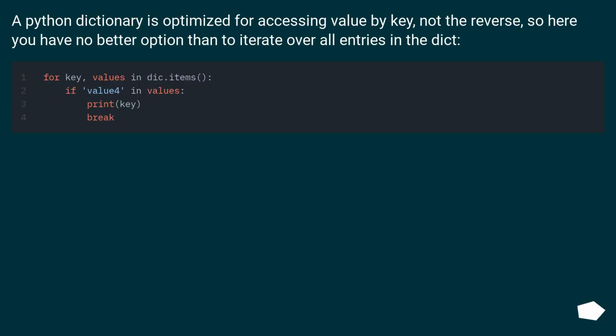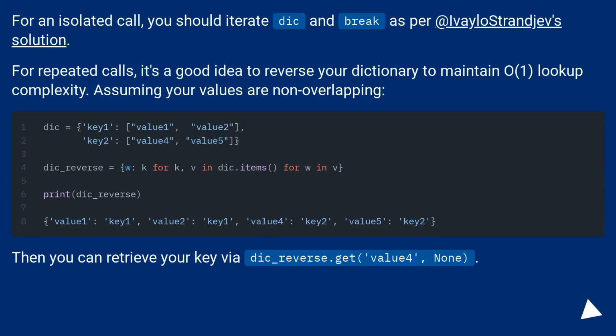A Python dictionary is optimized for accessing value by key, not the reverse, so here you have no better option than to iterate over all entries in the dict. For an isolated call, you should iterate the dict and break, as per the Lagrange solution.